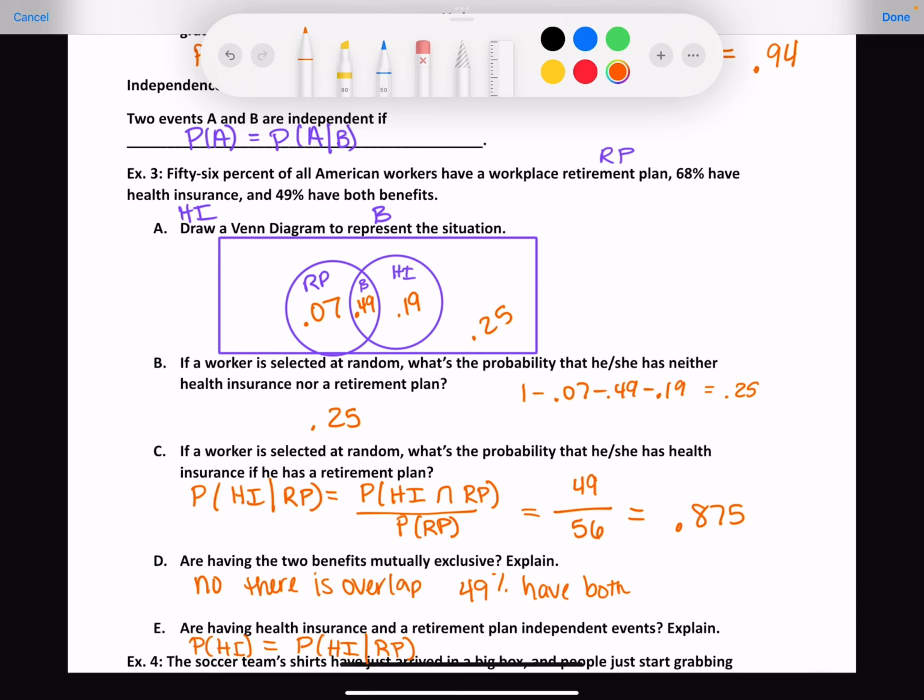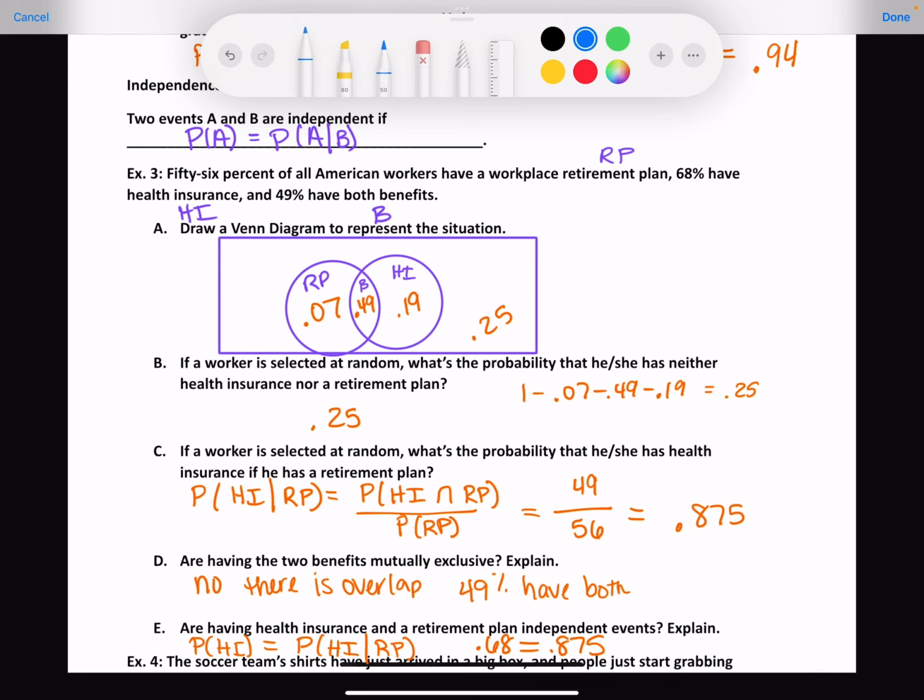How is that equal? I'm saying that if they're independent, it has to be equal. So if they come out to not be equal, I'm going to put a slash through the equal sign to show that they're not. This middle is, if this is a true statement, then they're independent. So they're not because, well, the probability of health insurance is 56, is 68%. So 0.68, is that equal to this 0.875 that we got for health insurance given a retirement plan? Those aren't equal.